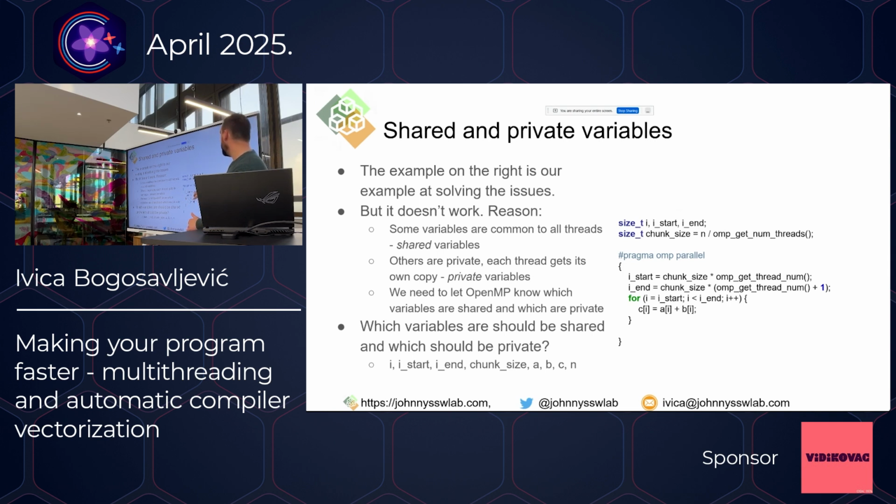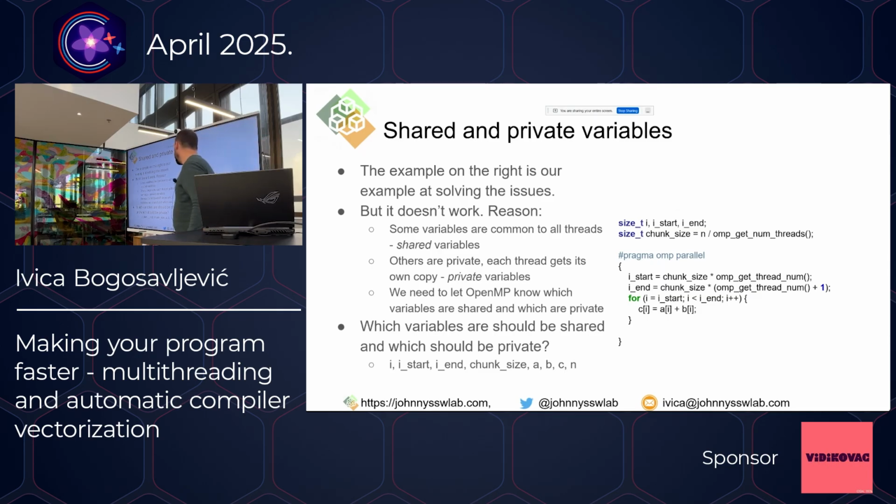So I calculate the chunk size, which is n, let's say 1,000, divided by OMP get num threads, let's say 4. You get chunk size 250. You have 1,000 iterations, and each thread gets a part of 250. So the start is, let's say, 0 or 250 or 500 and so on. Each of these statements is executed by 4 threads in parallel. Thread 0 will get i start 0 and i end 250, and thread 1 will get i start 250 and i end 500. Okay? And everybody executes this code. So this is the idea. Do you follow?